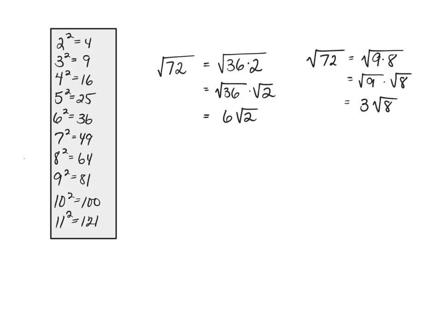But now I've got a problem, because 8, while it's not a perfect square, it does have a perfect square factor of 4. And so I would have to simplify again, right? 8 is 4 times 2, so 3 times the square root of 4 times the square root of 2, 3 times 2 times the square root of 2, and I know that 3 times 2 is 6, 6 times the square root of 2. And I get the same answer, but it took me a lot more work than if I had used the largest perfect square factor of 72, which is 36. Gets me there in one step instead of a bunch of steps.